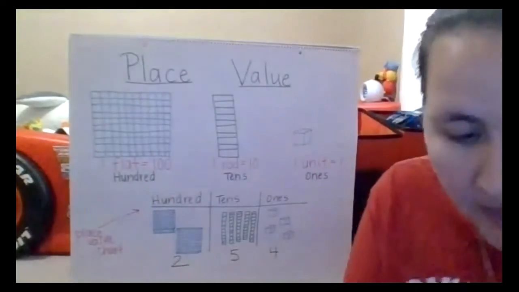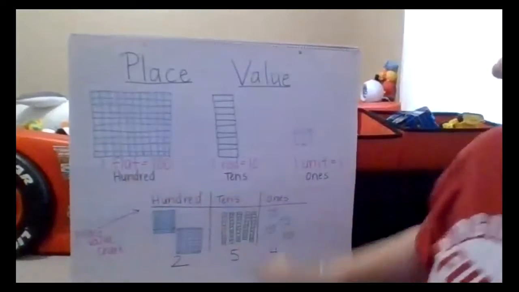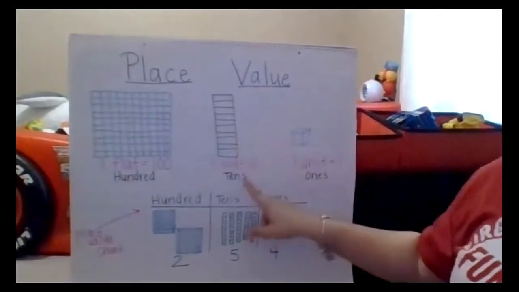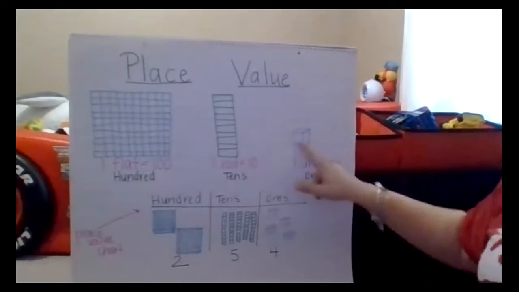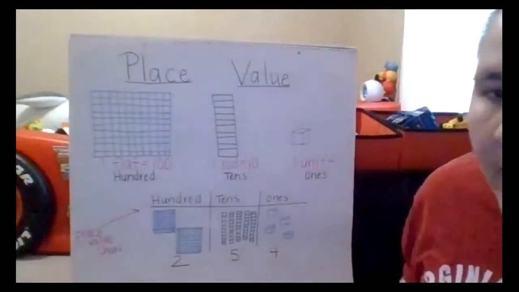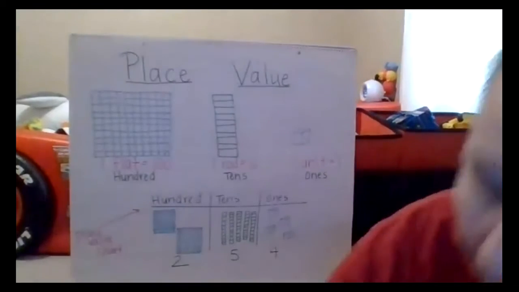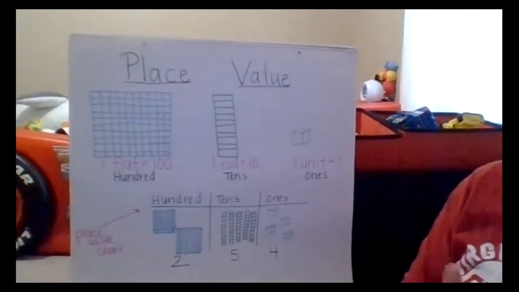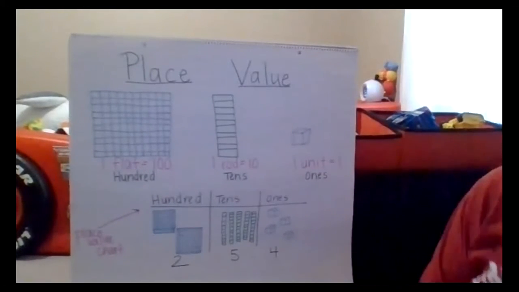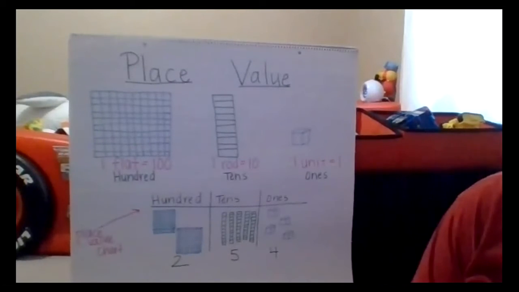So we have added our visual up here. We have our flat is worth 100. We have our rod is worth 10 in the tens place, and we have our unit is worth 1. So here is our example, and I am going to, on my chart on my little whiteboard, add the hundreds place so that while we're working together, we can use the chart that I made to do our problem.